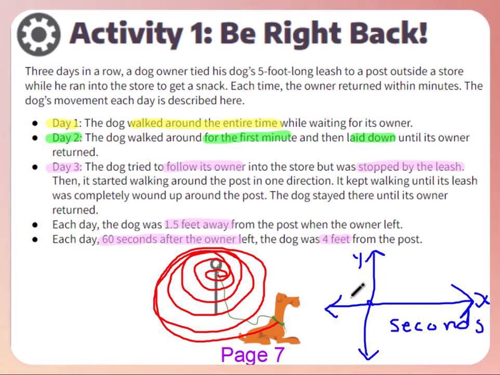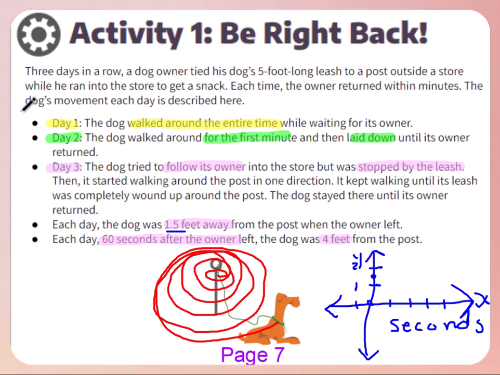Are we ever going to be negative on the X-axis? Are we ever going to go to -1 seconds? And the answer is no. So I'm only looking at the positive numbers, 1, 2, 3, 4, 5, and so forth. When we start at 0, where is the dog going to be each day? It's going to be 1.5 feet away. So if this is 1 and this is 2, the y-intercept is 1.5.